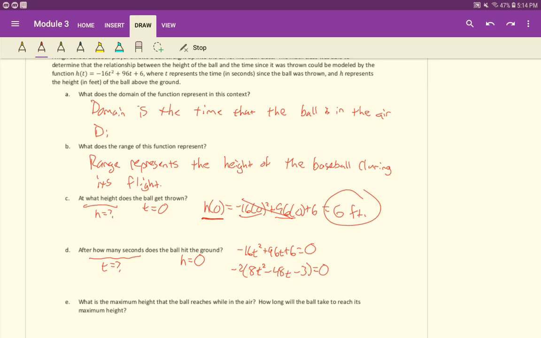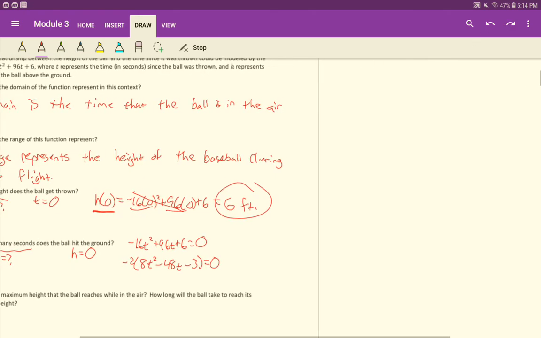I would also discourage you from using completing the square here, because we need to further factor out an 8, and we'll get a bunch of fractions. So really, the quadratic formula is the way to go, which isn't that much better. So anyway, let's do it. t equals, and again we're just going to use the quadratic formula: negative b, so negative 48, plus or minus the square root of b squared minus 4 times a times c, all over 2 times a.